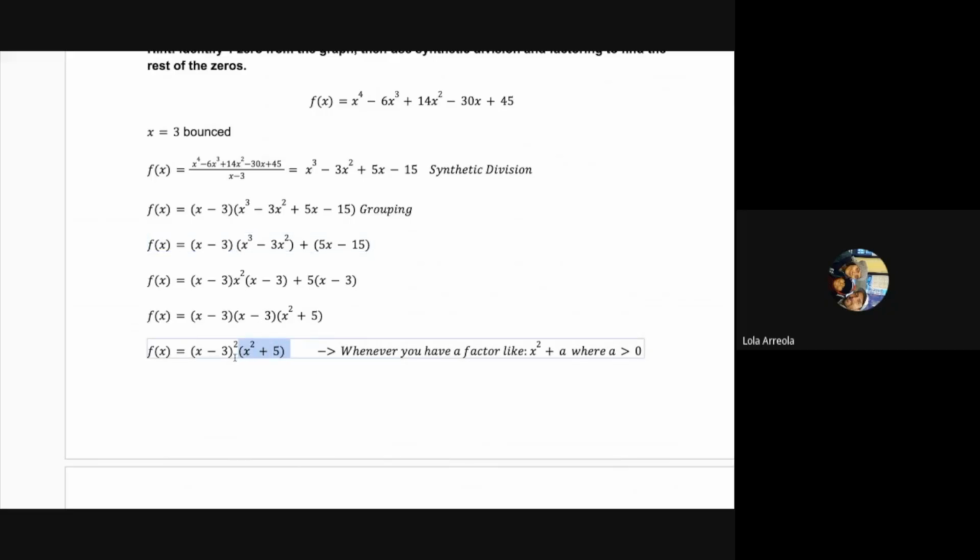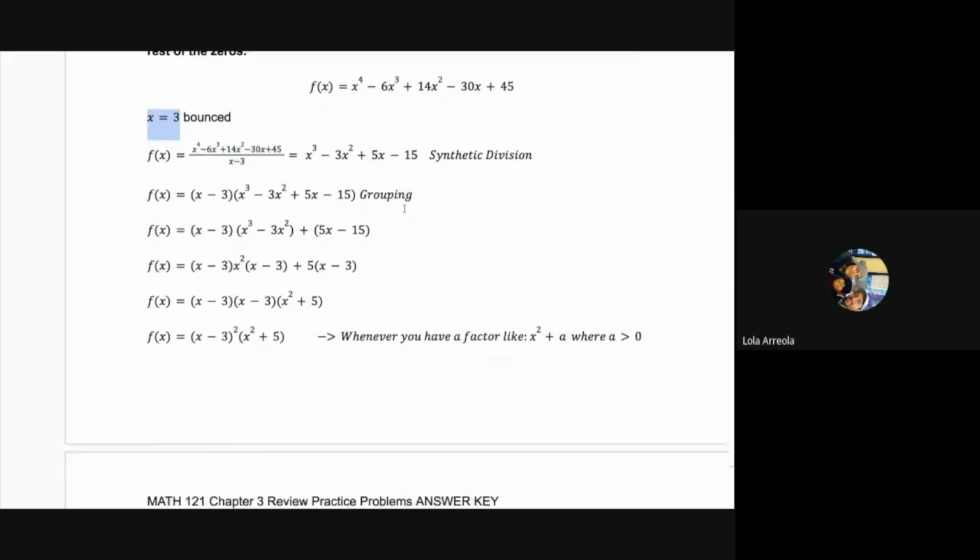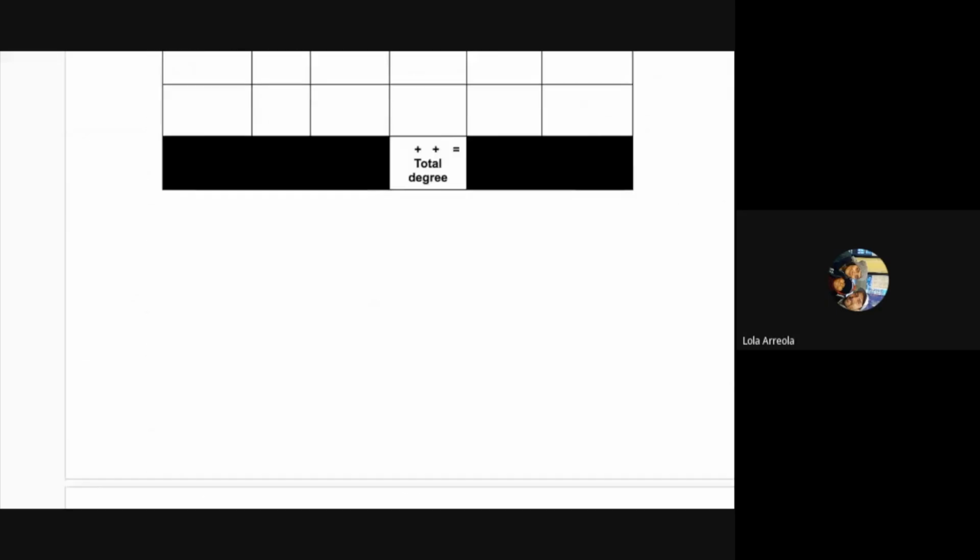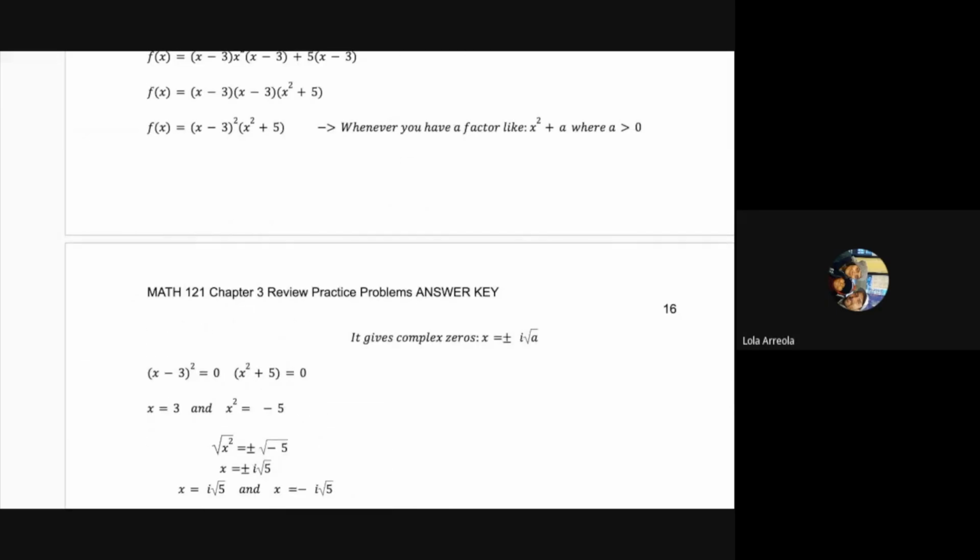The key thing here is to remember that we have x squared plus 5. Also, the main idea is that x minus 3, how did we get x minus 3? How did we know to divide by x minus 3? Because we identified a zero at x equals 3. And that's it. That's all it's going to ask you for, is to identify the zeros with that information.